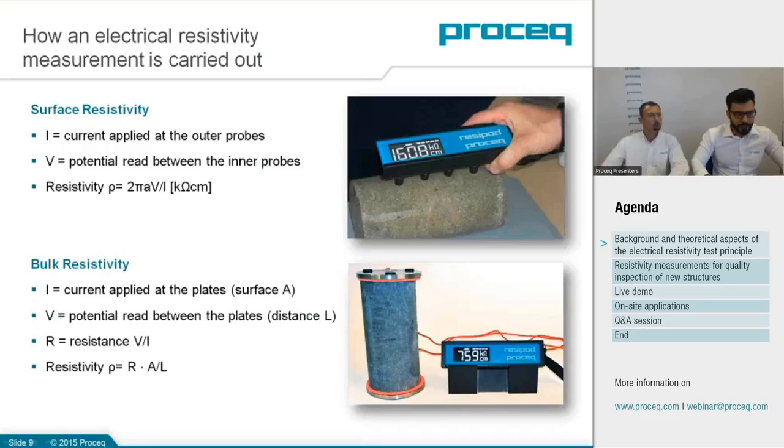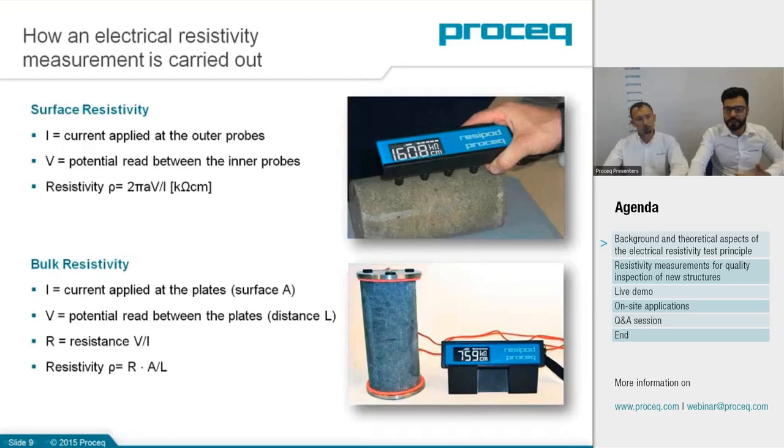Now, if we were to break down electrical resistivity, we could put it in two categories and then say how the test could be carried out. We've got the surface resistivity, where the current is applied to the outer probes, and then the potential is measured between the inner probes. The resistivity is then calculated based on the spacing of these probes.